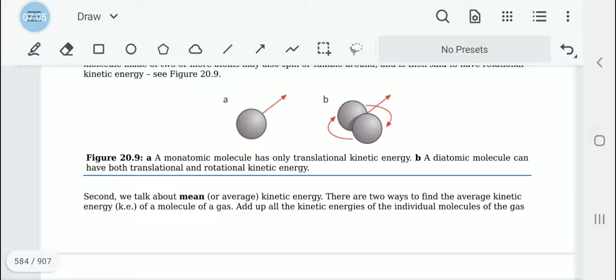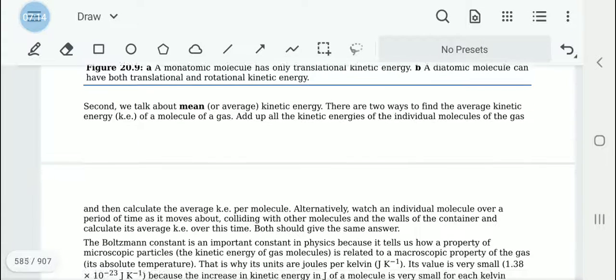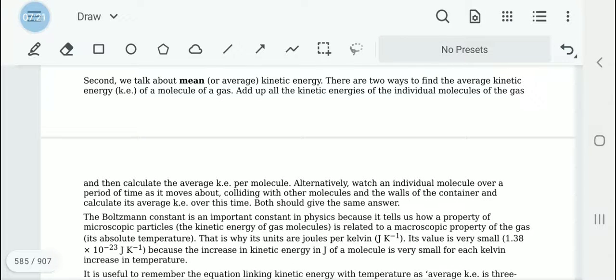Then we talk about the mean kinetic energy. We have to find the average kinetic energy of a molecule of gas. So what we do is we find all the kinetic energies of the individual molecules and then take the average kinetic energy per molecule.